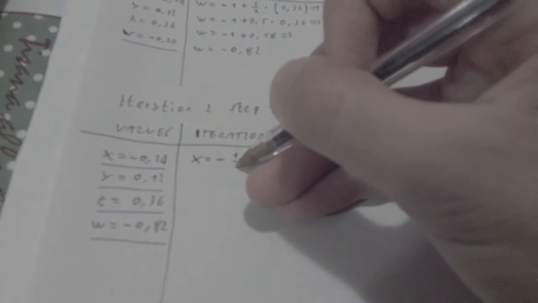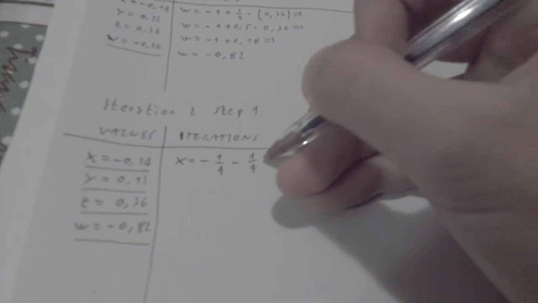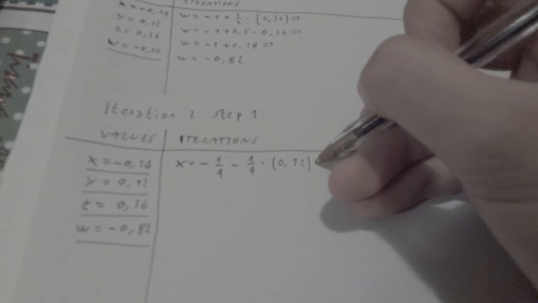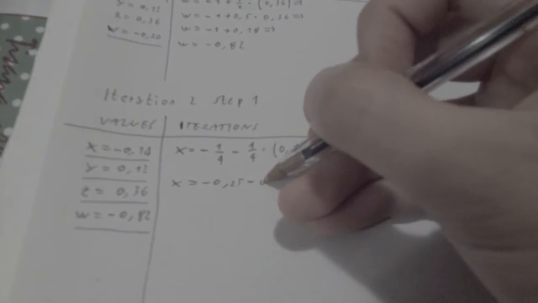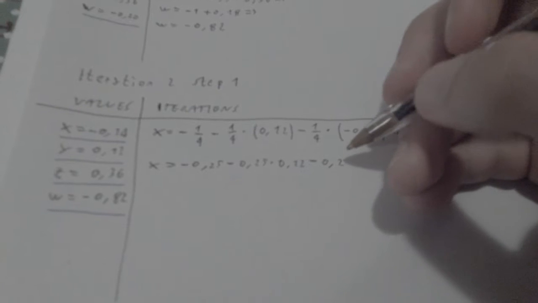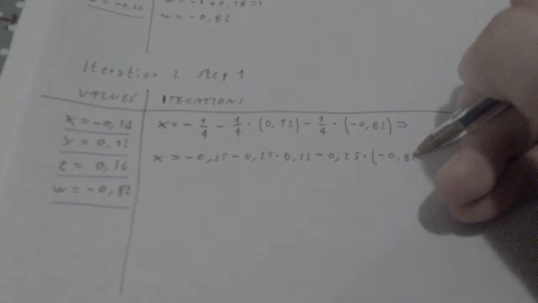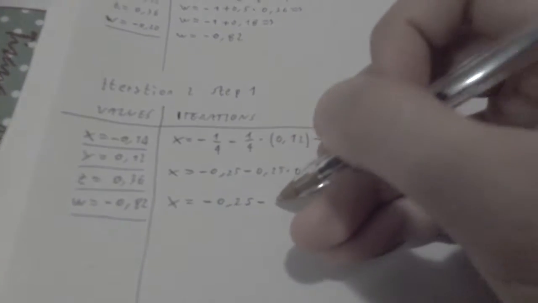So I'm gonna get negative 1 over 4 minus 1 over 4 times 0.12 minus 1 over 4 times negative 0.82. So x is gonna be equal to negative 0.25 minus 0.25 times 0.12 minus 0.25 times negative 0.82. This is gonna be negative 0.25 minus 0.03 plus 0.20, and x is gonna be negative 0.08. And this is our new value for x, which we're gonna use right now.